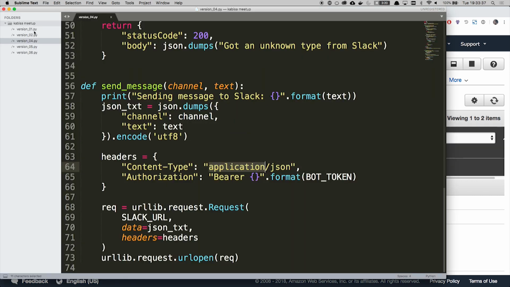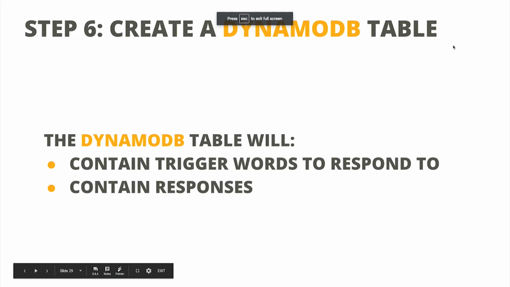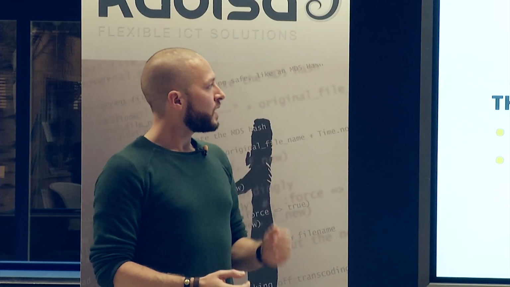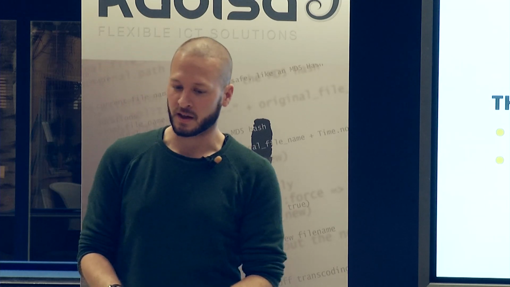Now let's look at the Lambda again. This was all that's required to create the DynamoDB table, right? It was literally, again, maybe 10 clicks. So let's complete the Lambda function and make it check the DynamoDB table for responses and send a random response of what we just defined back to Slack.